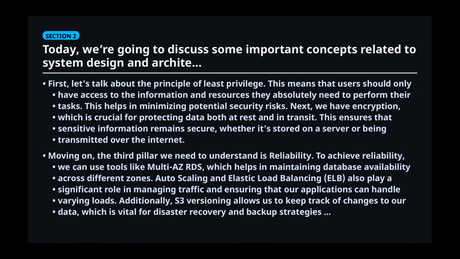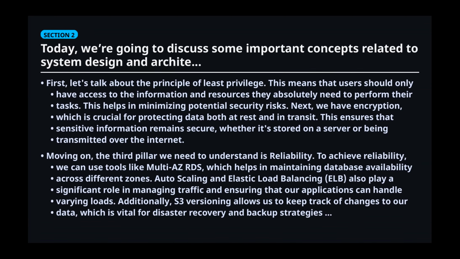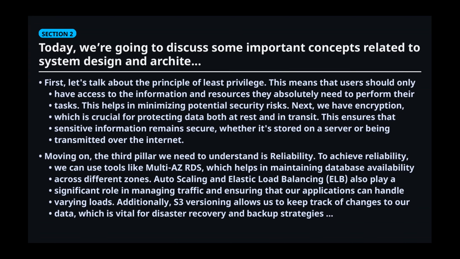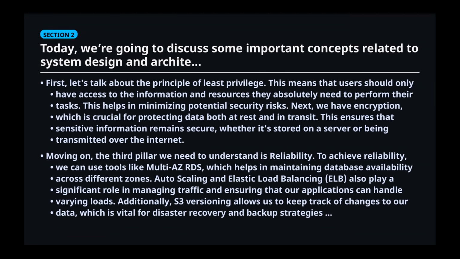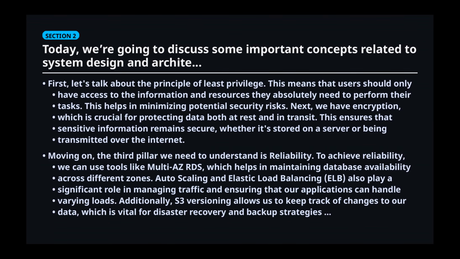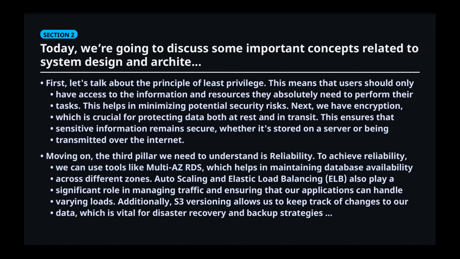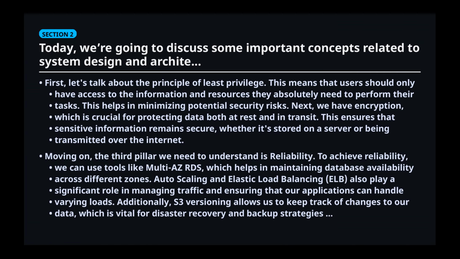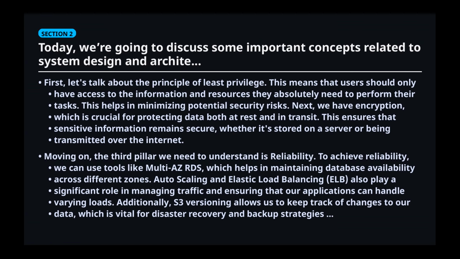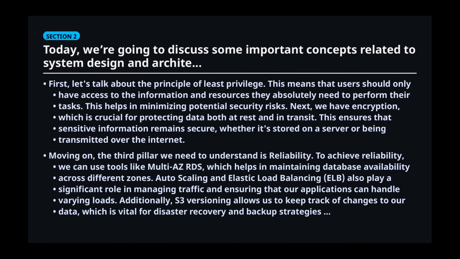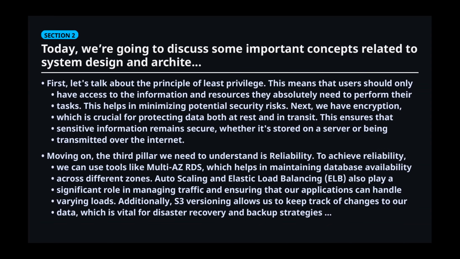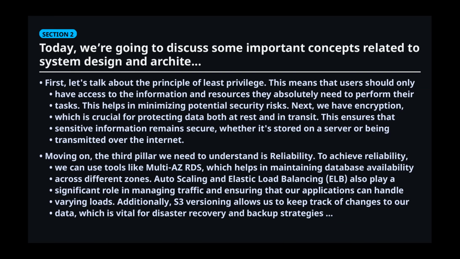Finally, the fourth pillar is performance efficiency. This focuses on optimizing resources to ensure that our systems run smoothly and efficiently. In summary, understanding these pillars, least privilege, encryption, reliability, and performance efficiency, is essential for building robust systems.